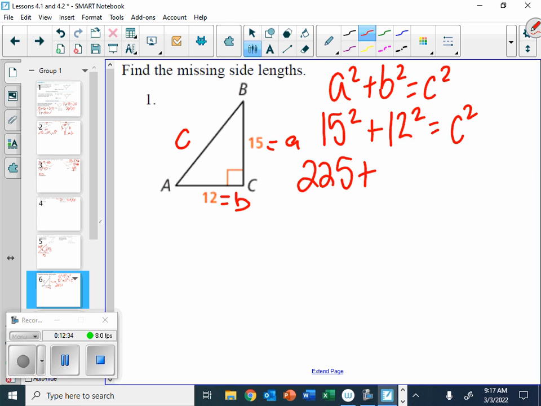225. Plus, we should know what 12 squared is. 144 equals C squared. Okay? What is 225 plus 144? 369. Okay? I need C all by itself.